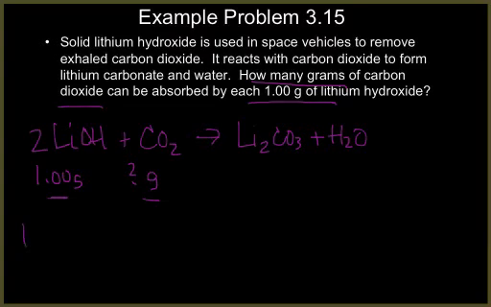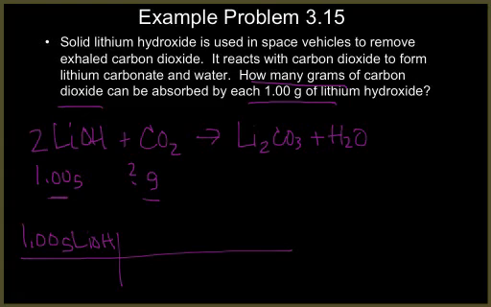Just like always, I'm going to start with my 1 gram of lithium hydroxide. And before I can do anything, I have to convert that to moles. So I'm going to use the molar mass, just like I've done before. For the molar mass, I'm adding up 1 lithium, 1 oxygen, 1 hydrogen. That comes out to be 23.95 grams.